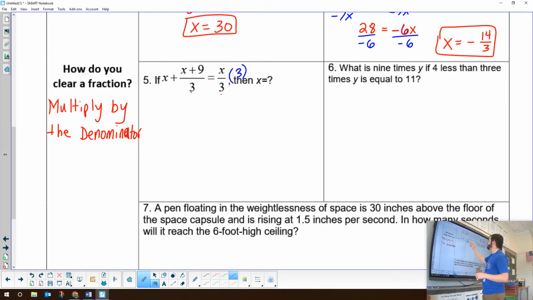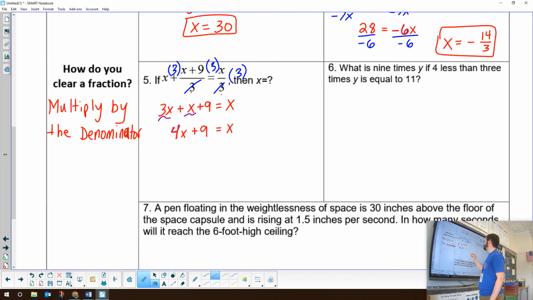We're going to multiply this by 3, cancel that out. Multiply this whole fraction by 3, cancel that out. Multiply that x by 3, we're going to end up with 3x. So I'm going to have 3x plus x plus 9 equals x. Now I can combine my terms. 3x and x make 4x. So I'm going to end up with 4x plus 9 equals 1x.